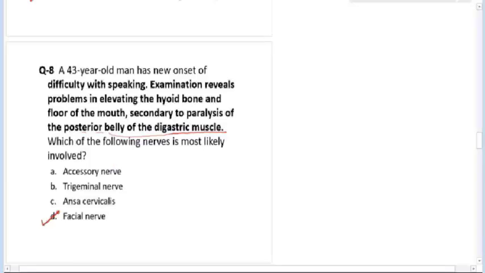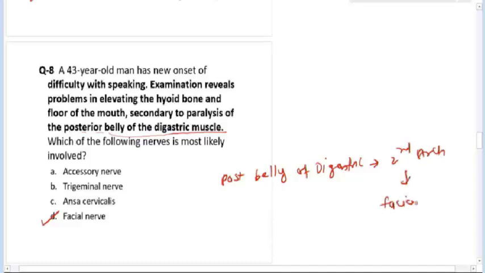We know that the posterior belly of digastric arises from the second arch and is supplied by the facial nerve, which is the nerve of the second arch.